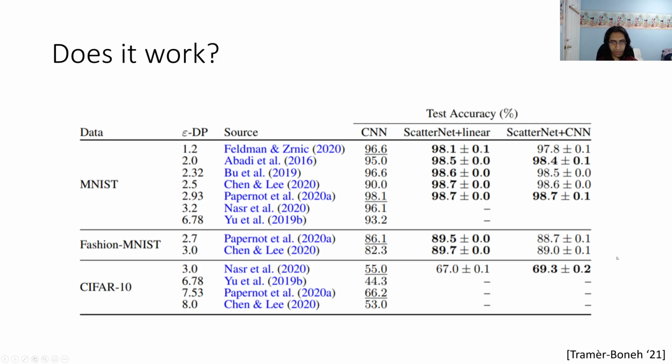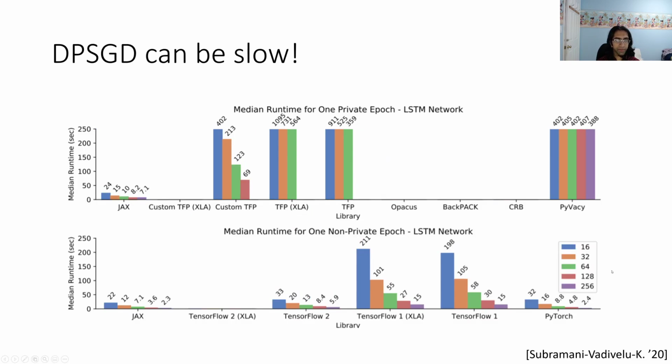Cool. And I'll conclude just by telling you a few other things which come up in differential privacy, which didn't come up before. There are a few more differences and a lot more considerations that come up in differentially private machine learning. So one thing is that differentially private SGD can be slow.